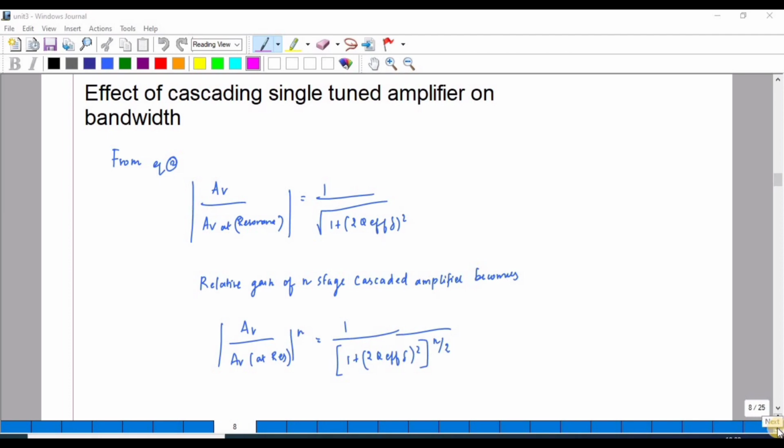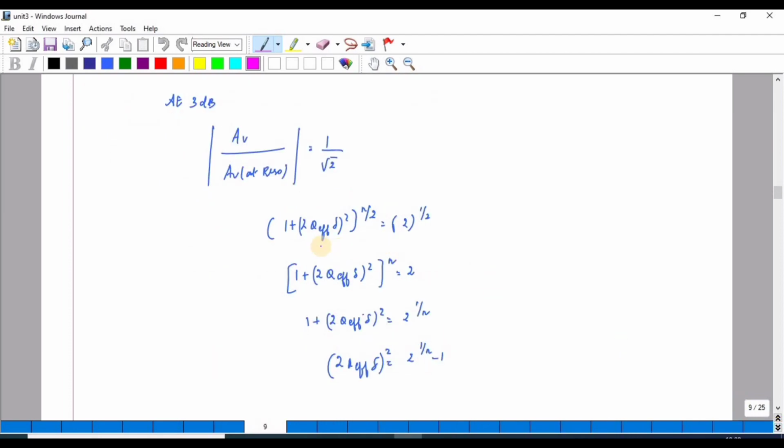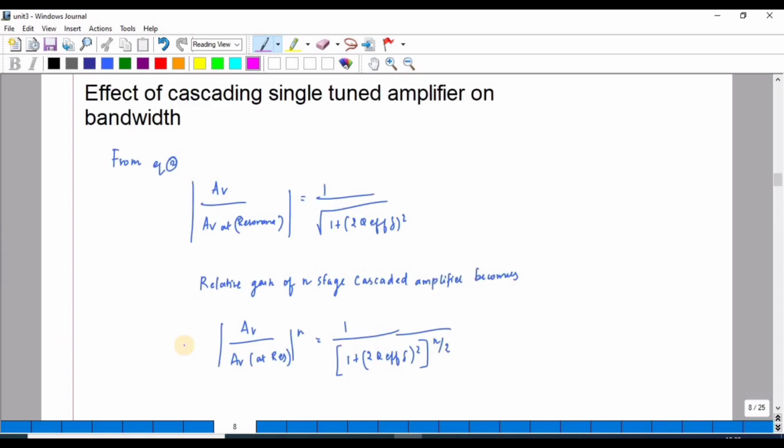We know that at 3 dB, the gain of the n stage cascaded amplifier, that is AV by AV at resonance whole power n, is equal to 1 divided by root of 2. So I can equate these two equations: this one equal to 1 divided by root 2.